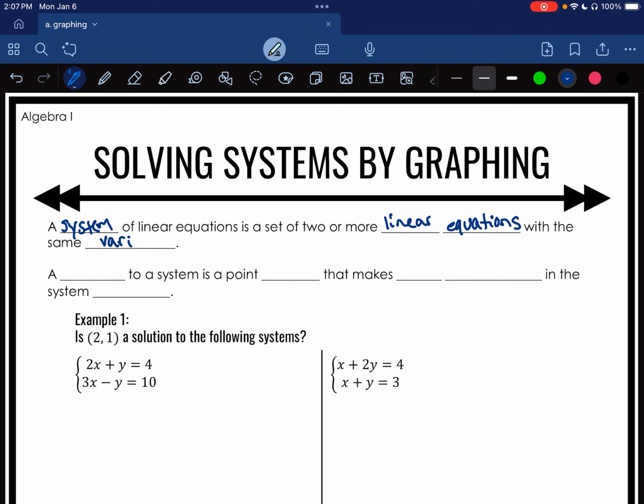Now, this is important. They're just going to be x and y, but we can't have, say, one that's in x and y and one that's in y and z because we would not be able to use them to solve for all three of those different variables. Now, when I say solve for, what is it we're looking for? A solution to a system is a point, an ordered pair, x comma y, that makes both equations in the system true.